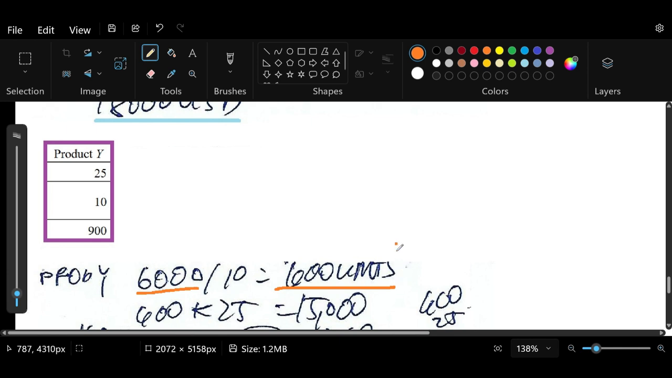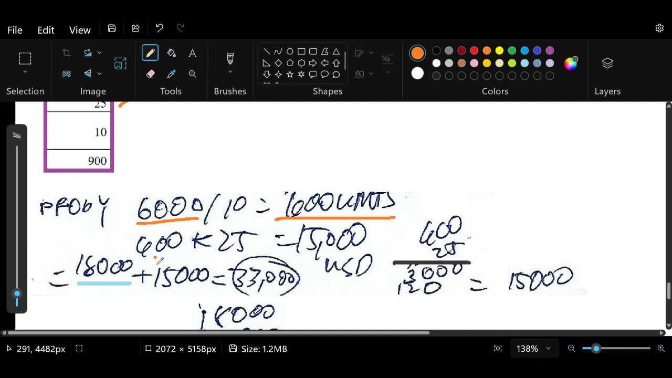Now the next thing we need to know is how much money can we make. Per unit is $25. Therefore, 600 times 25 gives us $15,000. And if we add that to the amount that we got for product X, we'll have 18,000 plus 15,000 equals 33,000. Okay? And also, if maybe you don't know how we got 15,000 here, I have here the equation, and I also did the long way. I didn't use any calculators for this one.